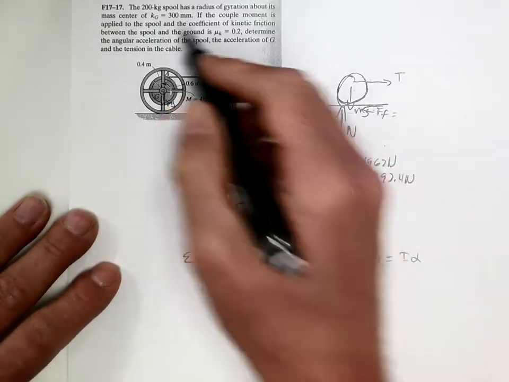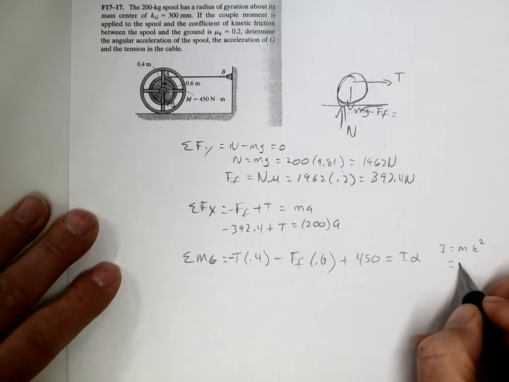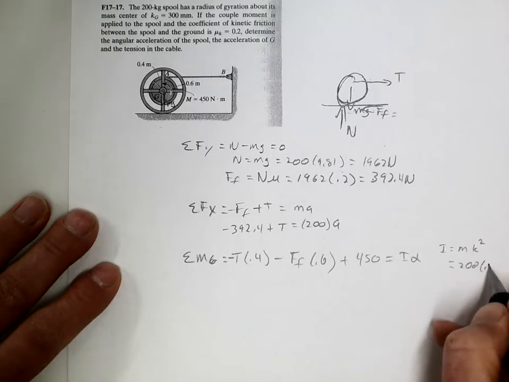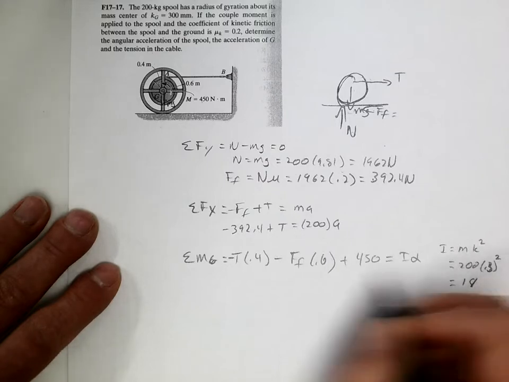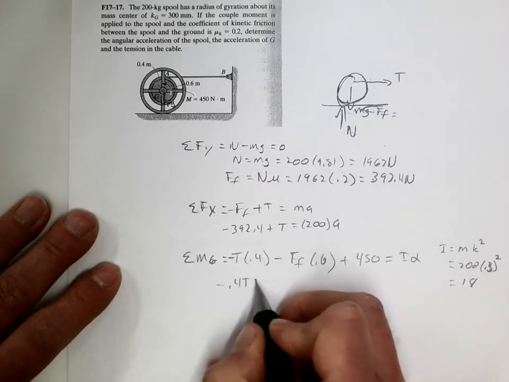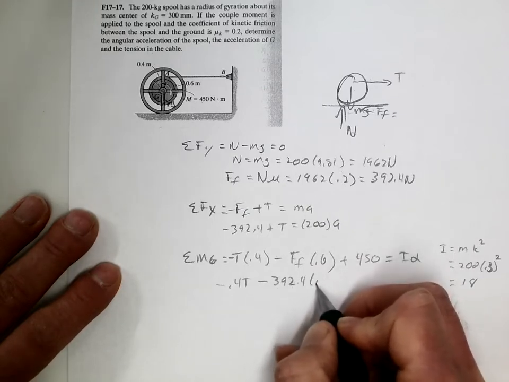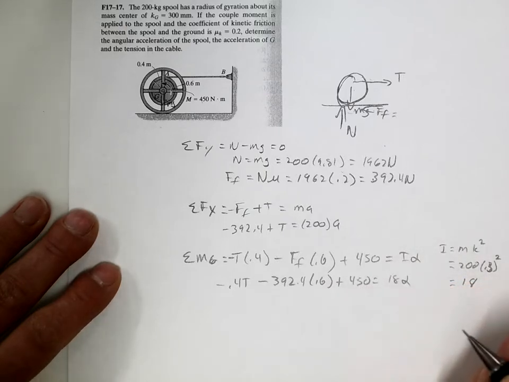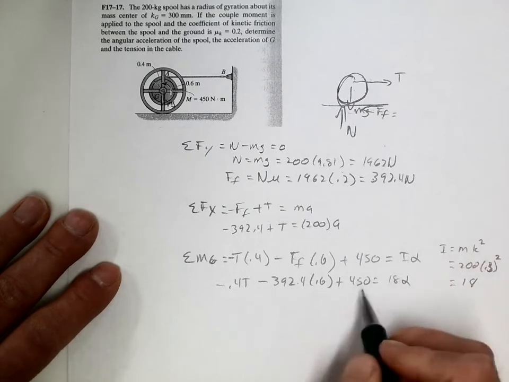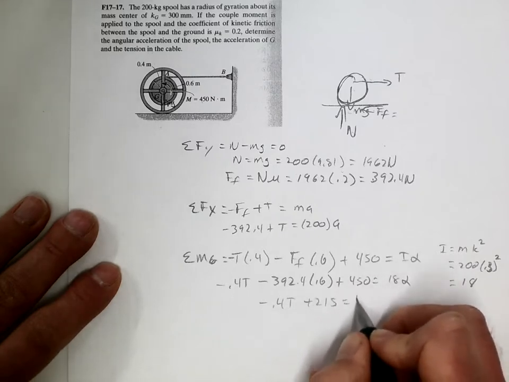They don't give us I, they give us k. I is equal to the mass times k squared, so that's 200 times 0.3, converting to meters, squared, which is 18. So let's put in, so we got negative 0.4 T minus 392.4 times 0.6 plus 450 equals 18 alpha. Combining this, we have negative 0.4 T plus 215 equals 18 alpha.